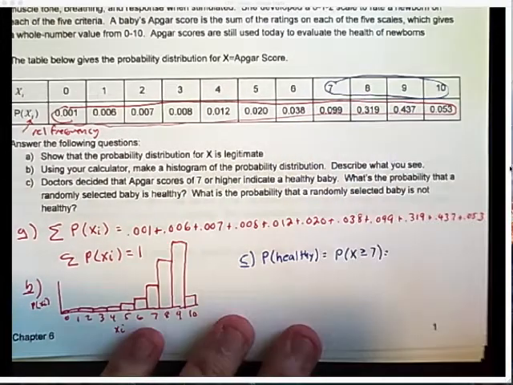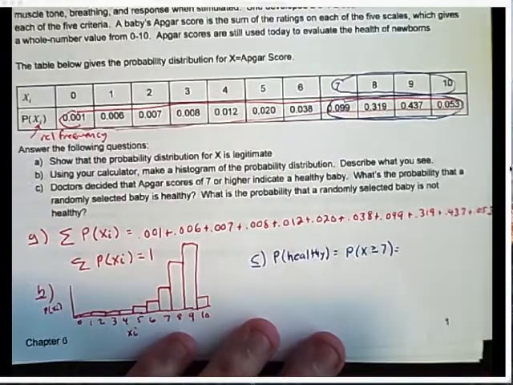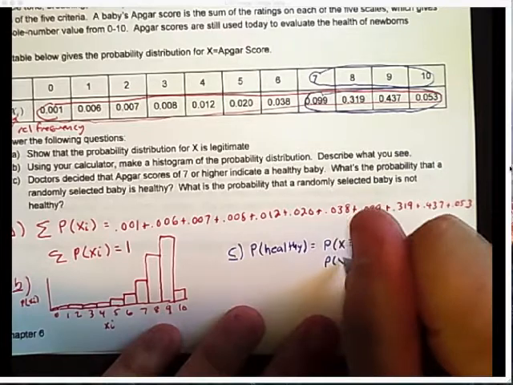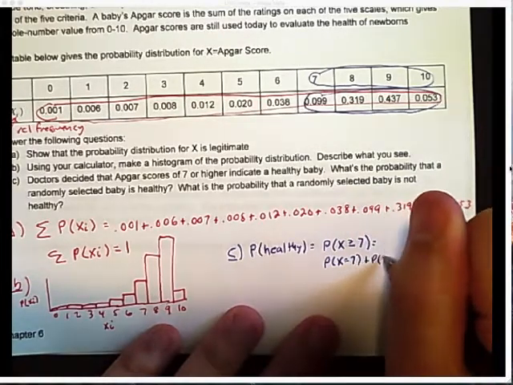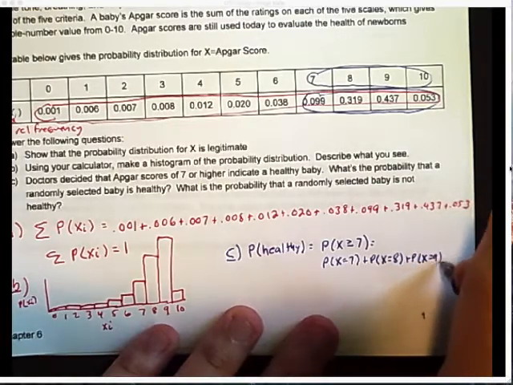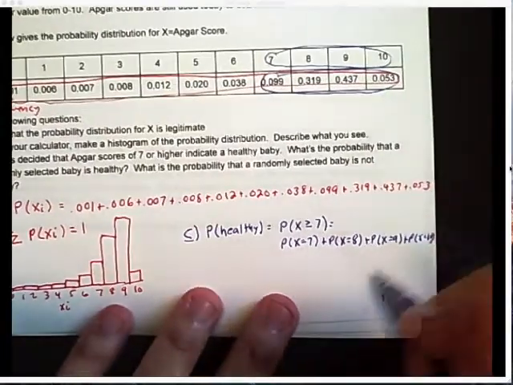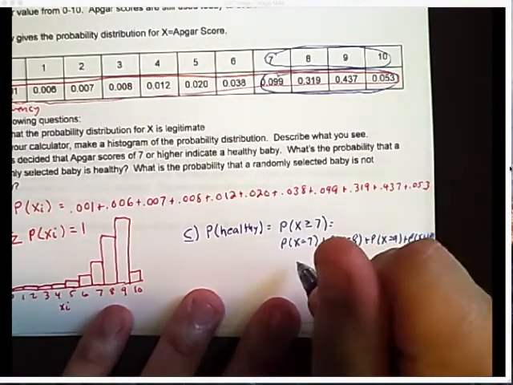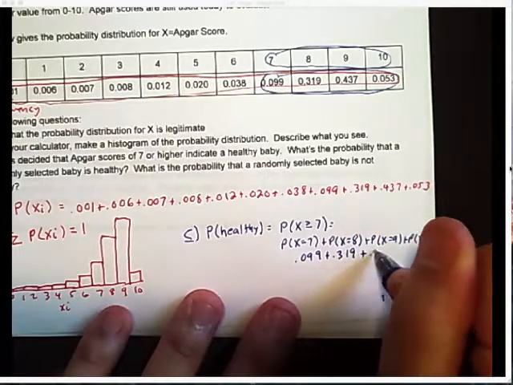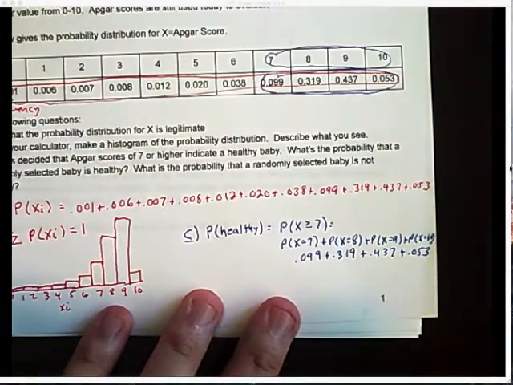But if I want to find the probabilities, then I need to add these parts together. Okay, so what I need to do is add the probability that x equals 7 plus the probability that x equals 8 plus the probability that x equals 9 plus the probability that x equals 10. Okay. So that would be 0.099 plus 0.319 plus 0.437 plus 0.053. So let's do that on a calculator.